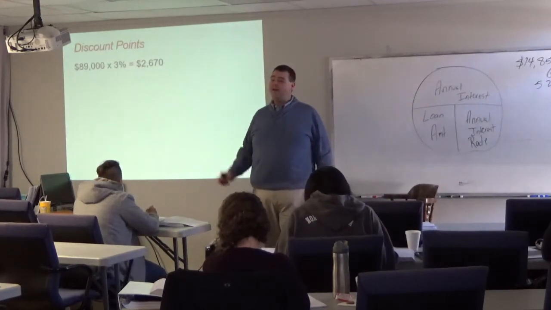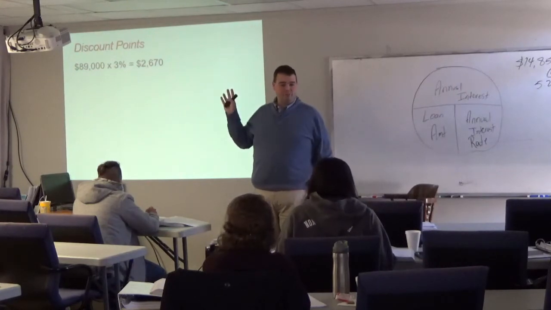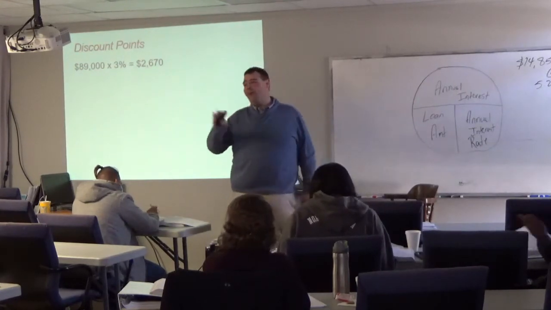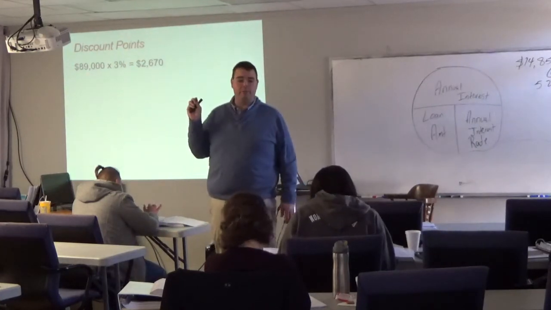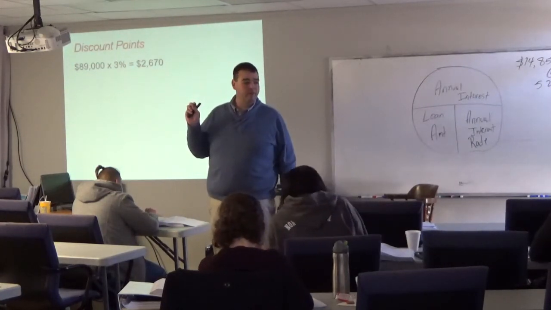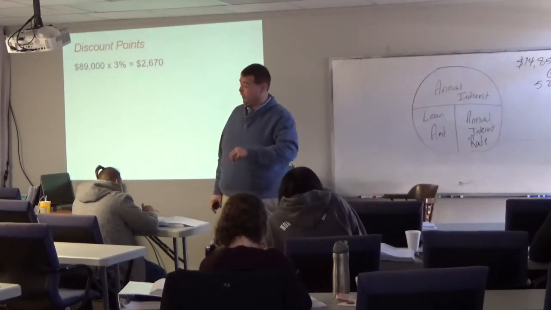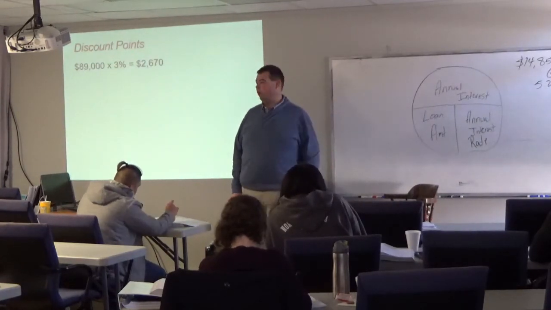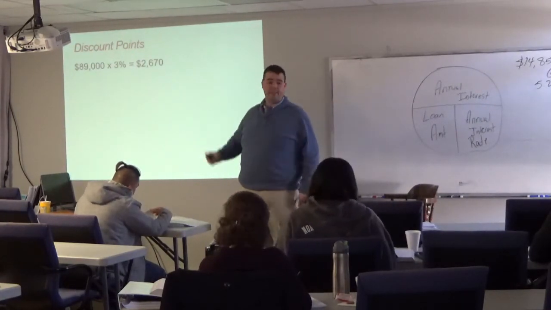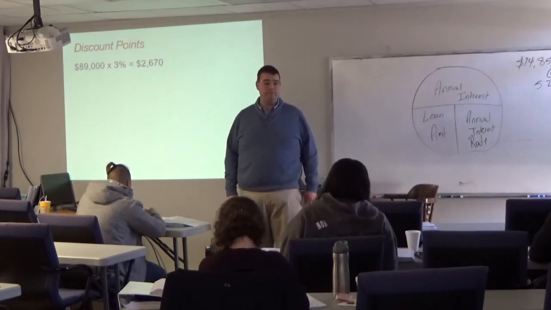So $2,670. Now I did it the shortcut way here. I just do it times 3%, right? Because if each point is 1% and I'm buying 3 of them, can't I just multiply by 3% and do it all in one step? Yes. I wanted you to see that you could calculate the amount for 1 point and then multiply times 3. It's the same thing. Either way it works. Are we okay on being $2,670 for 3 discount points on that loan? Everybody okay with that?